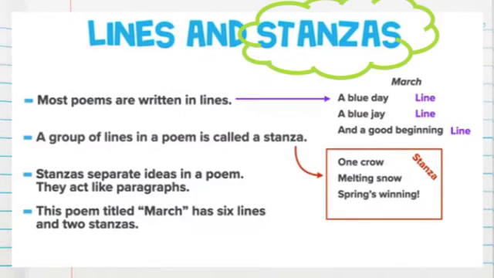Now let's take a look at stanzas. Stanzas are a group of lines, and they are separated by ideas in a poem, and they almost kind of look like paragraphs. In this poem here, March, we have 2 stanzas. The first group of lines is the first stanza, and then the next group of lines is a different stanza. So there's 2 stanzas here. Notice how in between the stanzas there is a space.